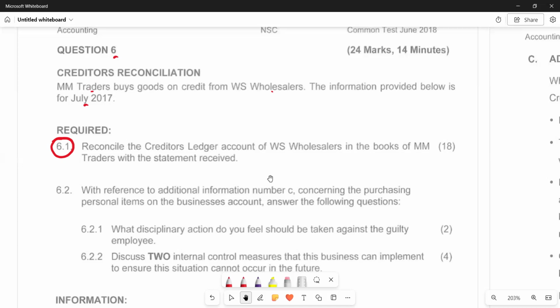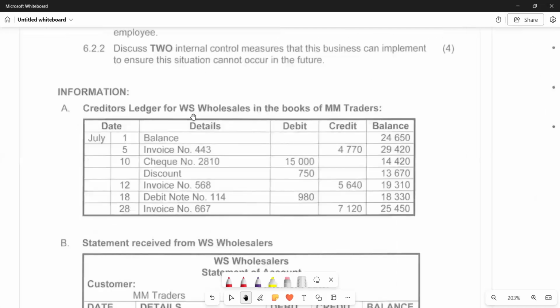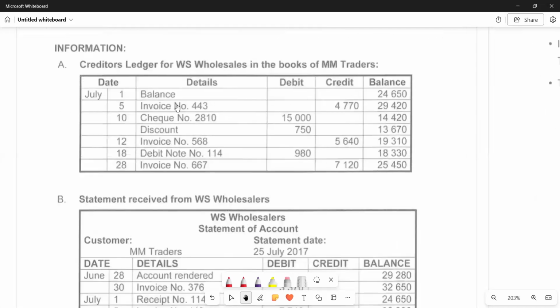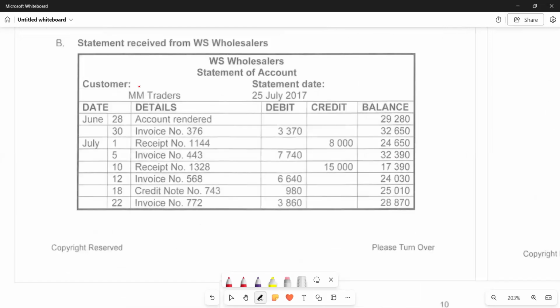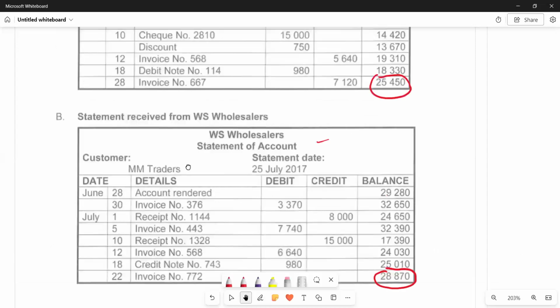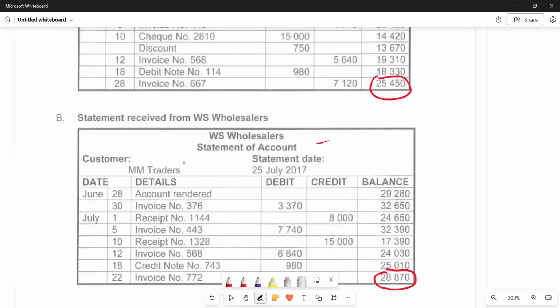So if you go to the information that we are given there, you are going to see that this is our creditors ledger for WS Wholesalers in the books of Traders. You'll see that we've got a final balance here. That is the balance that we compare with the balance that we have for the statement. This is now the statement of account. So if they are different, like this one, we've got 28,870 for the statement, and then we have 25,450 for the ledger. So we've got a difference. So there's now a need to prepare a reconciliation, that is a creditors reconciliation.